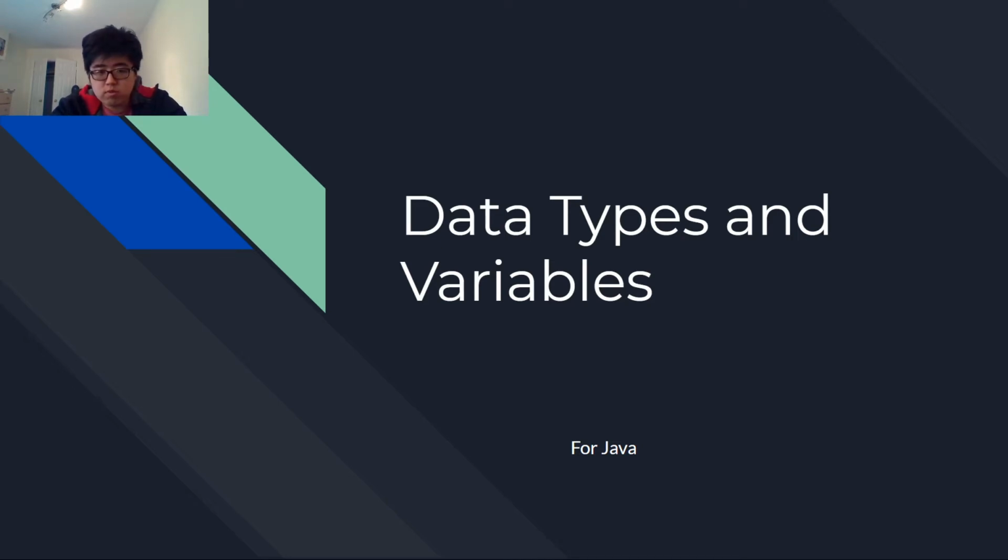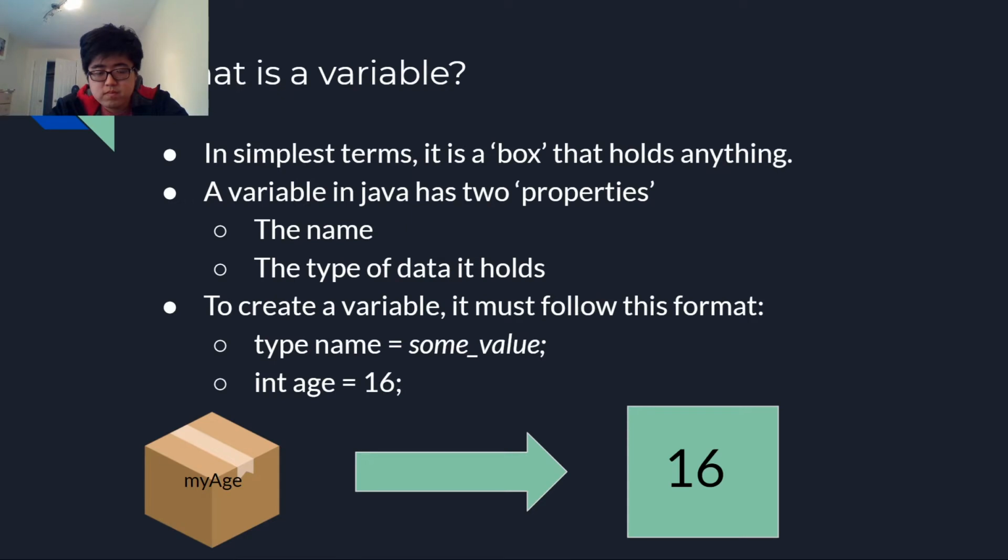And today we are going to learn about data types and variables for Java. So, what is a variable? In simplest terms, it is a box that holds anything. A variable in Java has two properties: the name and the type of data it holds.